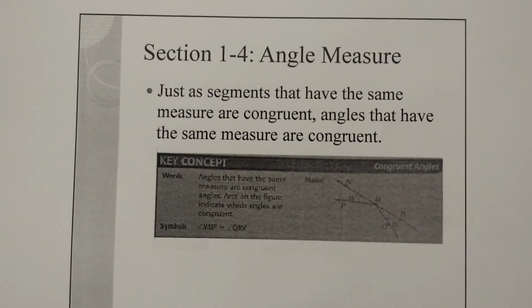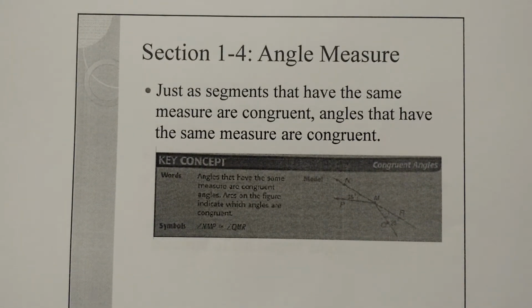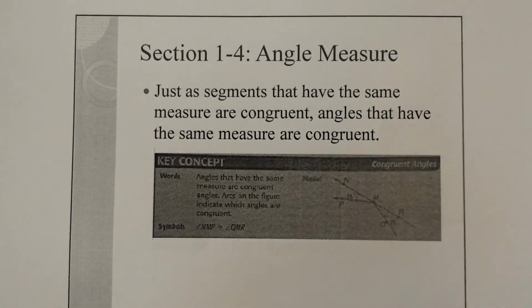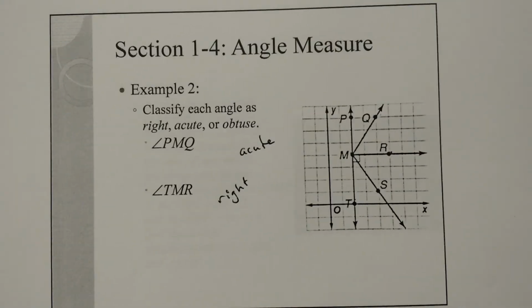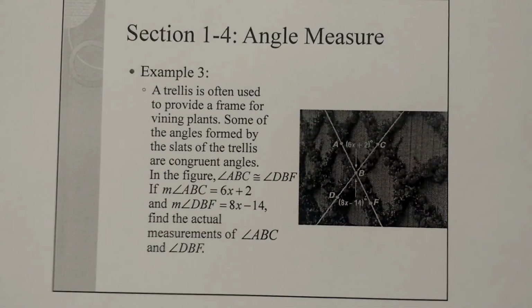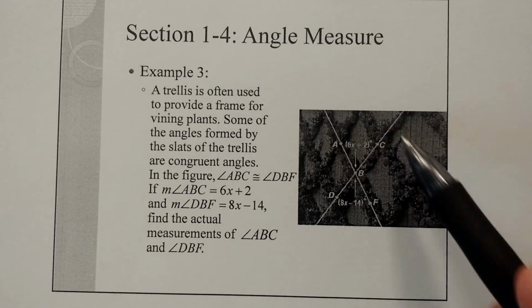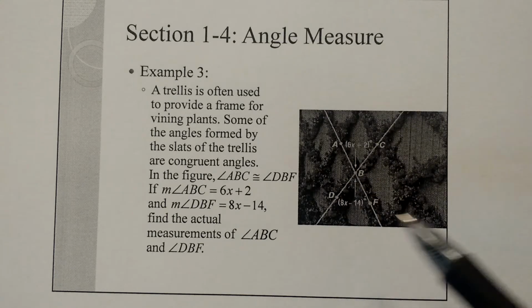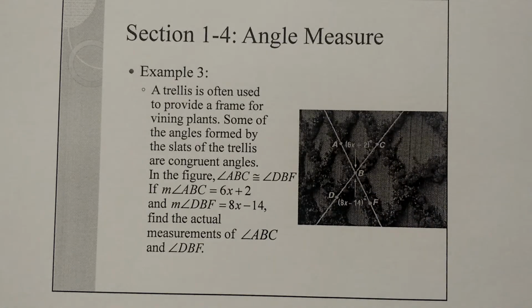Okay, so just as segments that have the same measure are congruent, the same thing is true for angles. If two angles have the same measure, they are congruent angles. Alright, example 3. A trellis is used to provide a frame for vining plants. Some of the angles formed by the slats of the trellis are congruent angles. In the figure, angle ABC and angle DBF are congruent. If ABC is 6x plus 2 and DBF is 8x minus 14, find the actual measures.